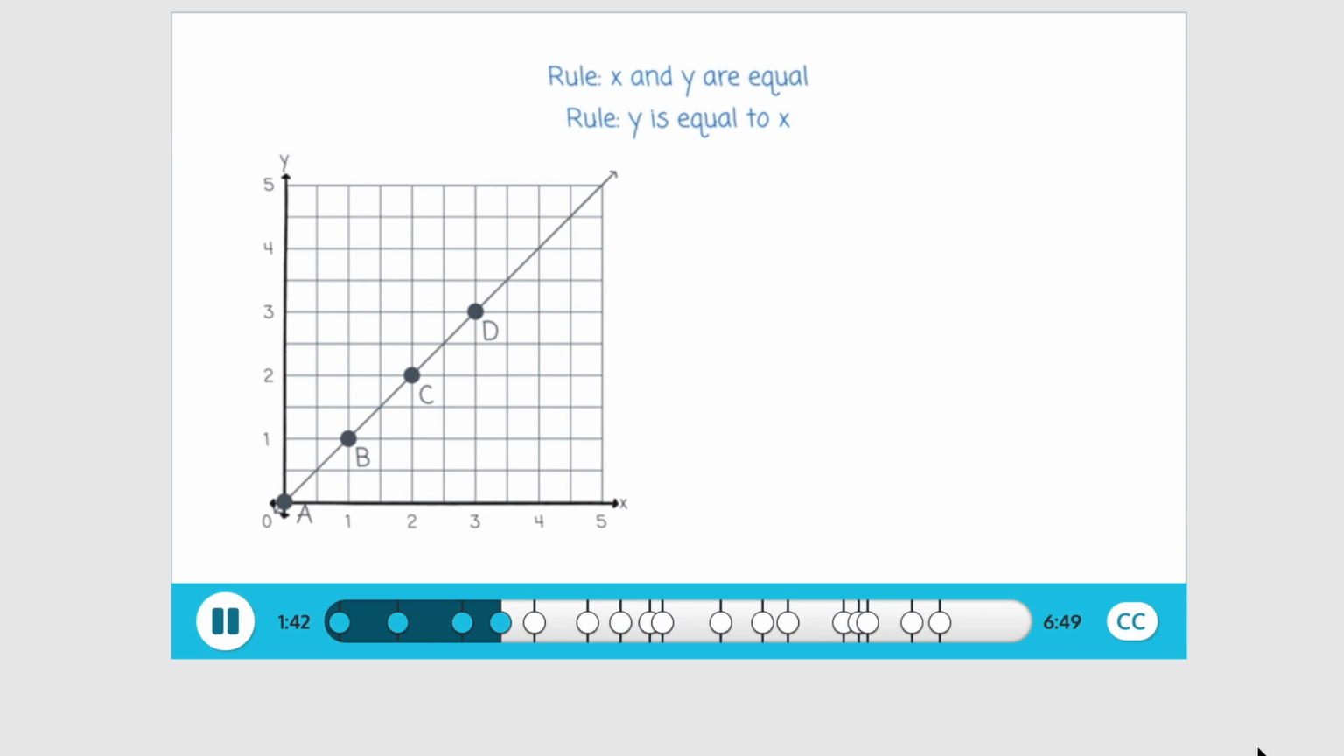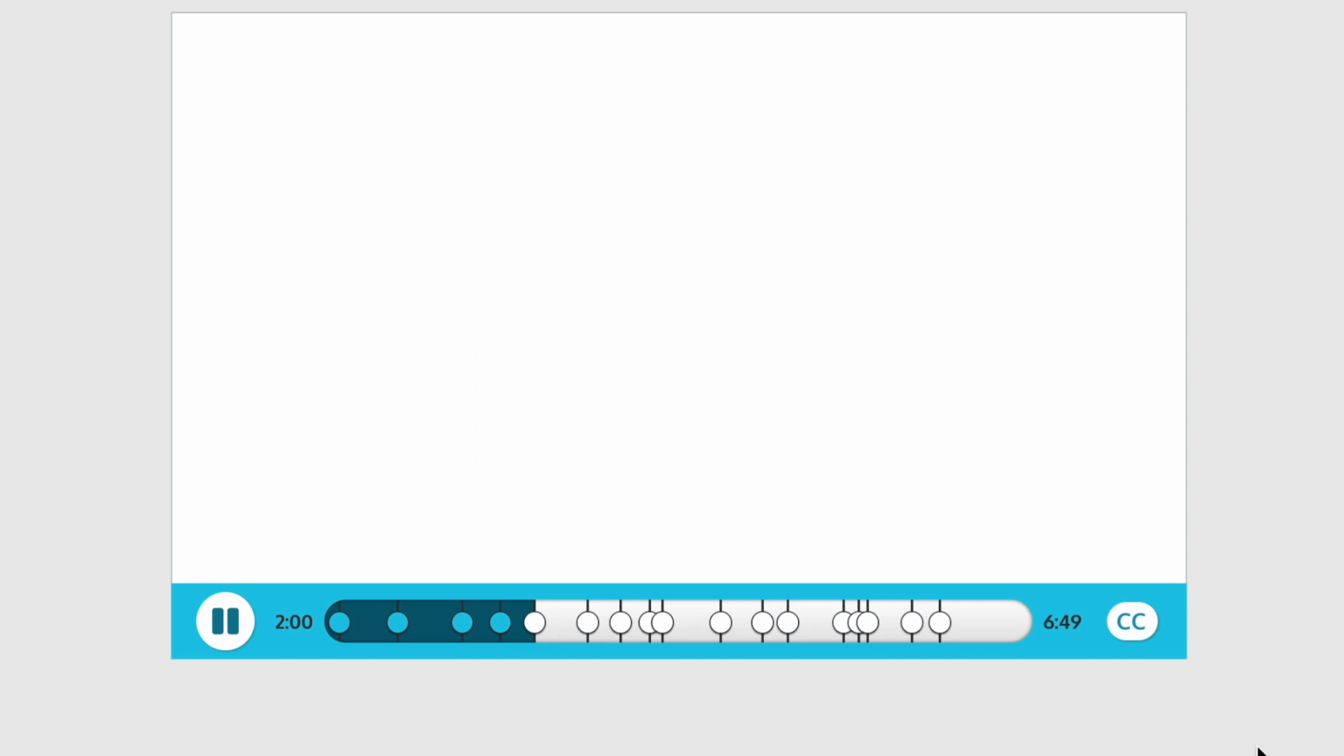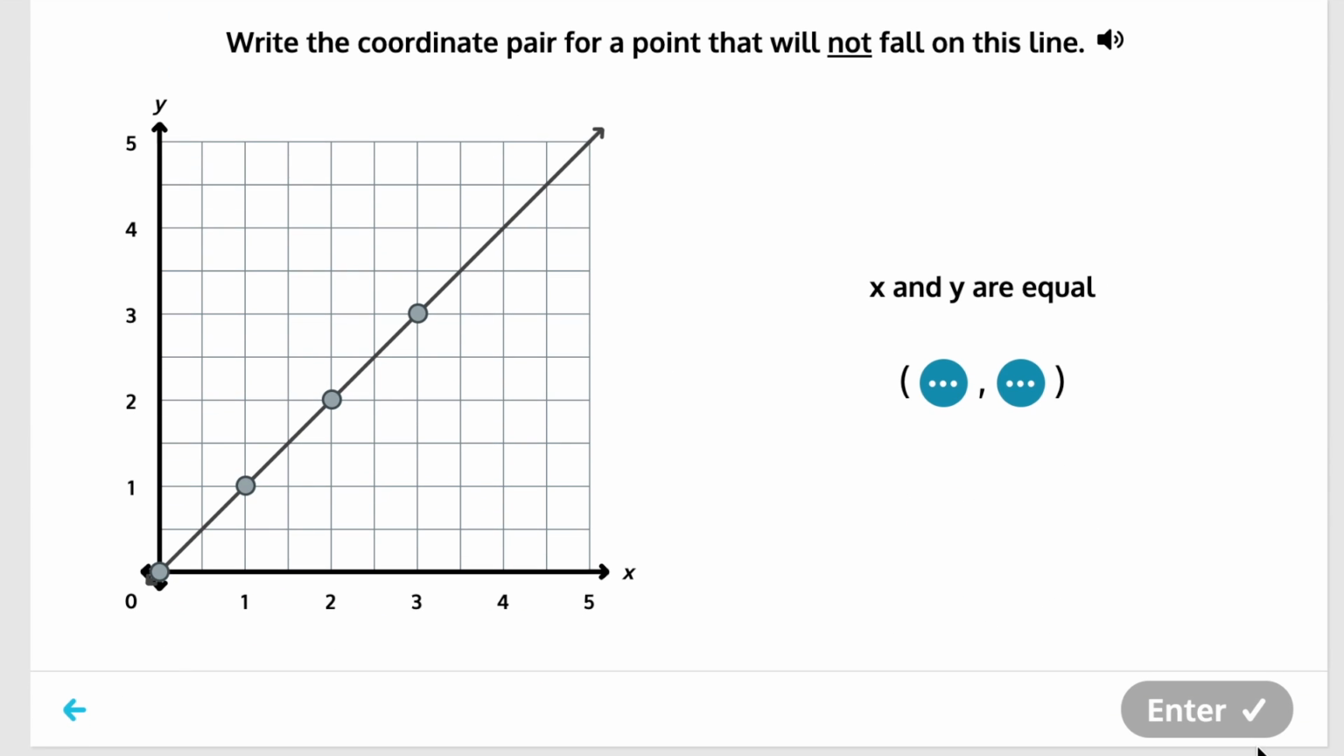Yay. Here are some examples of coordinate pairs with mixed numbers that are on this line. As long as the x coordinate and y coordinate are equal, the point will be on this line. Now, write a coordinate pair for a point that will not fall on this line. All right, go ahead and work with a partner and write a coordinate pair for a point that will not fall on the line. Try to think about what x and y could be where it wouldn't meet this rule.